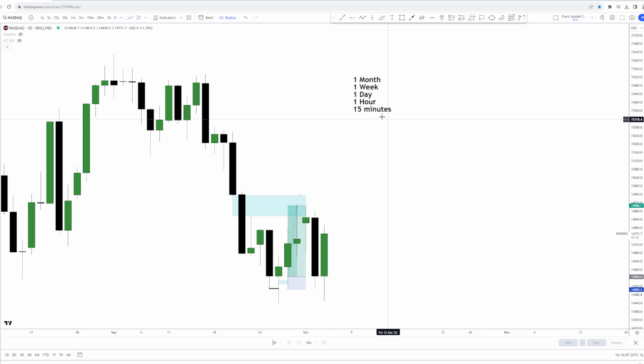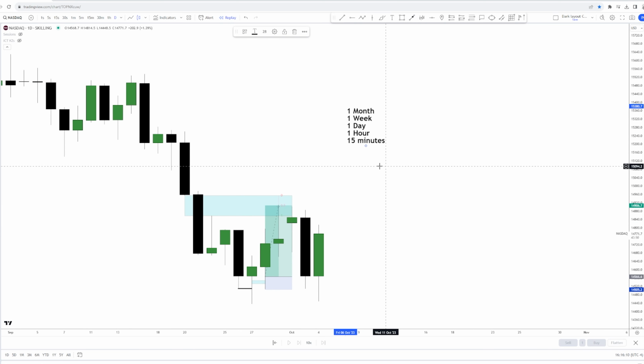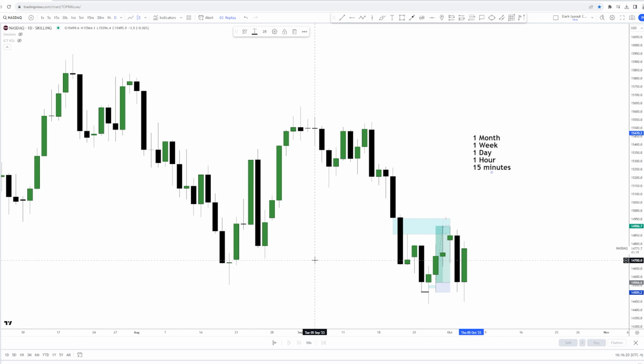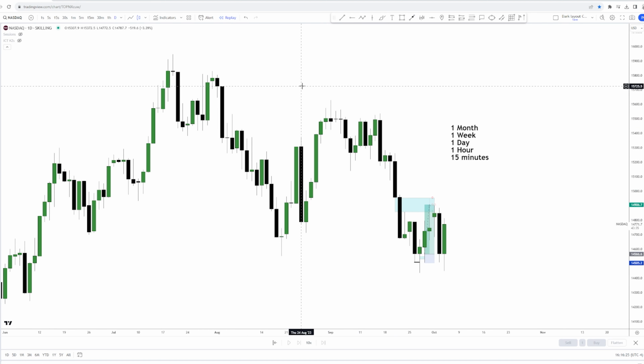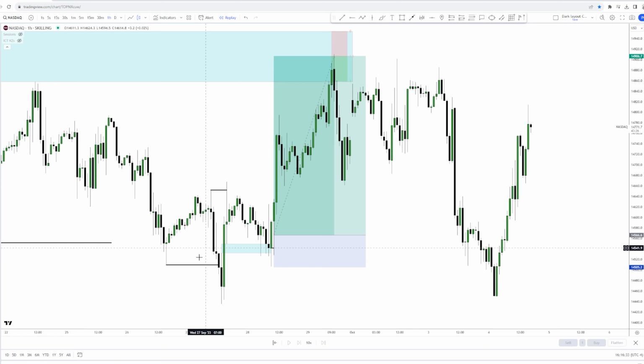So, what did we explain in this lesson? I showed you how to do the analysis starting from the monthly time frame, moving down to the weekly time frame, then the 1 day, then the hourly, and then the 15 minutes. We identified areas of liquidity from higher time frames such as the monthly, the weekly, and the daily, and other points of interest, and then we scaled down to the 1 hour.